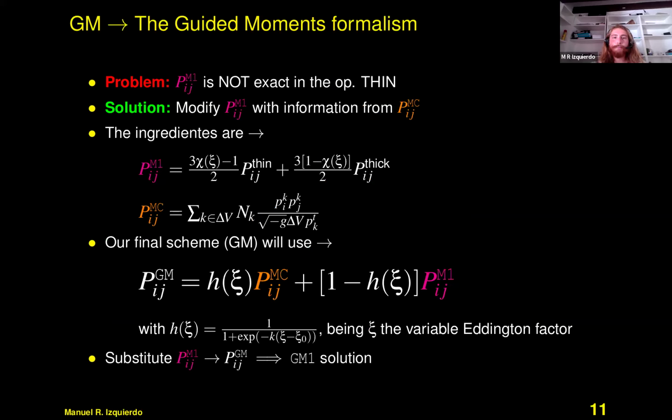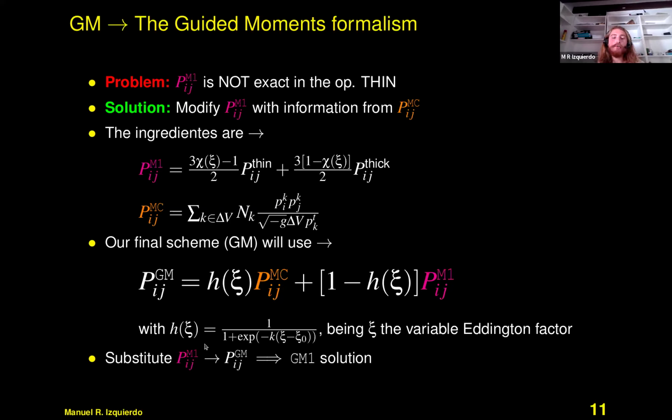Okay. So to recapitulate, the origin of the problem is that the pressure tensor of the M1 is not exact in the optically thin limit, because we did this interpolation and this ansatz in the thin limit is not correct. So the idea is, because the Monte Carlo gives accurate information in this regime, we modify this pressure tensor with information from Monte Carlo. So we compute both pressure tensors, and we end up building a new pressure tensor that will rely only on the Monte Carlo solution when we are in the thin part, and only on the M1 solution in the thick part. And in the intermediate, we will do this interpolation.